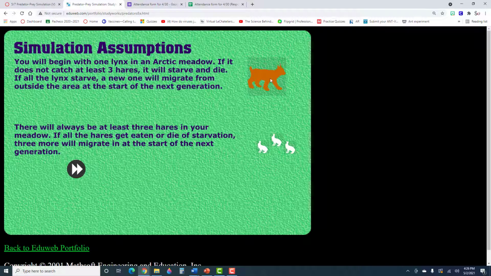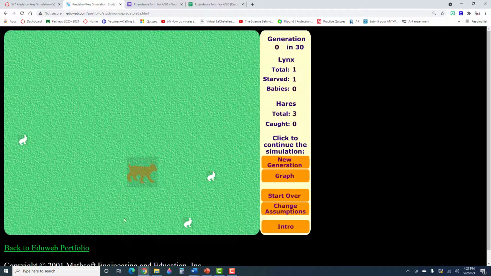So you will begin with one lynx in an Arctic meadow. If it does not catch at least 3 hares, it will starve and die. If all the lynx starve, a new one will migrate in from the outside area, so you always have one lynx, even if the one that you just had died. There will always be at least 3 hares in your meadow. If all the hares get eaten or die of starvation, 3 more will migrate in. So you'll always have 3 hares at a minimum in this simulation.